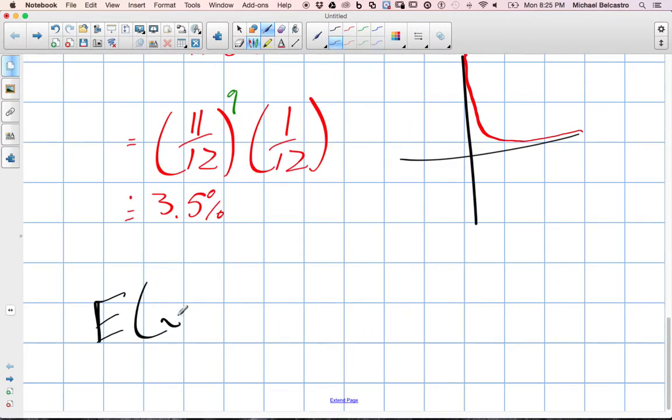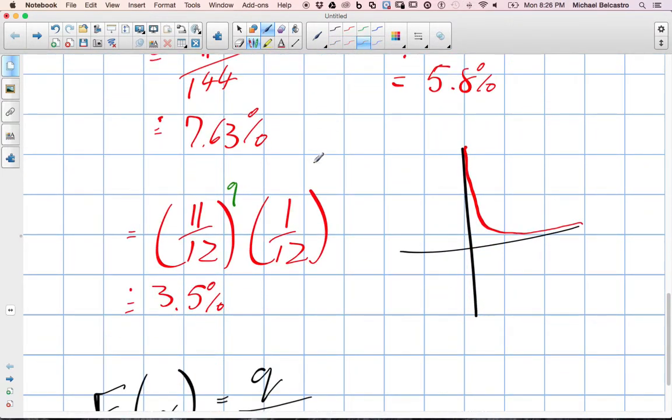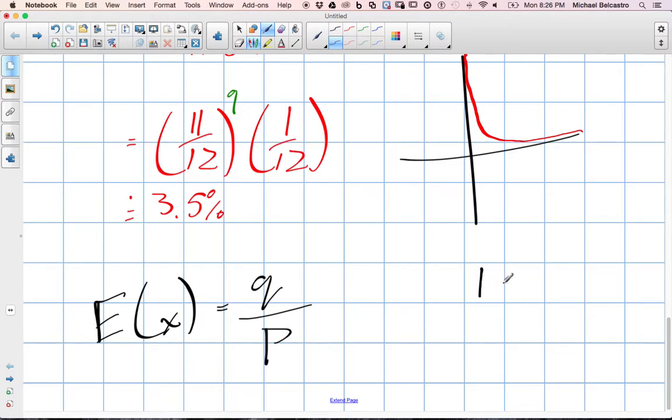Okay, and then the last one, expected wait time. For expected wait time, your formula is equal to the probability of failure over the probability of success. So, what's the expected wait time until a 1 is rolled? Well, the probabilities are the exact same, whether the number is 1, 10, 12, okay? Because you're choosing one side of a 12-sided die, the probabilities don't change. So, let's do this one in black. The probability of getting a 1 is 1 in 12. And the probability of not getting a 1 is 11 in 12, right? Everything else is not a 1.